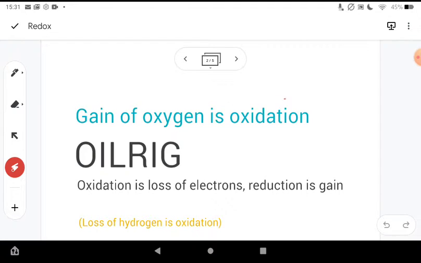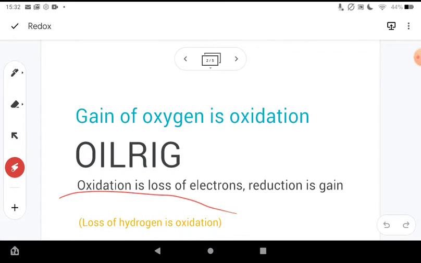So this is the most simple one. Gain of oxygen is oxidation. It goes without saying, therefore, the loss of oxygen must be reduction. This becomes less common as you go up the school, and we start using this one, which is OIL RIG. Now that stands for oxidation is loss of electrons, reduction is gain of electrons. It's a little bit trickier to identify, but it does get used quite a lot because we talk about it in electrolysis and things like that.